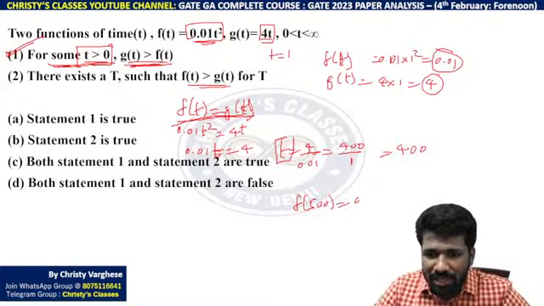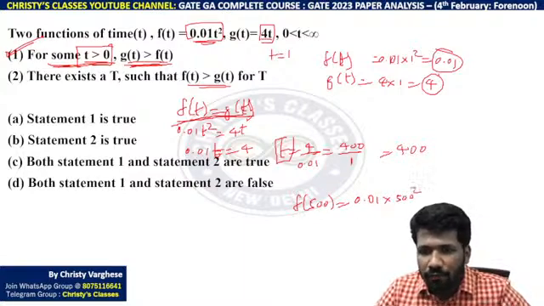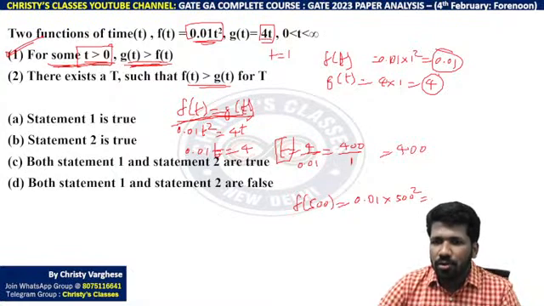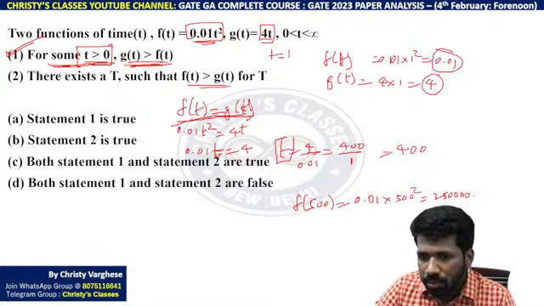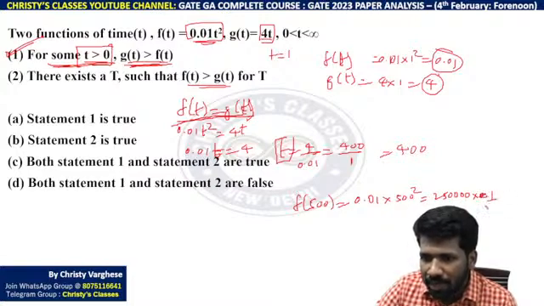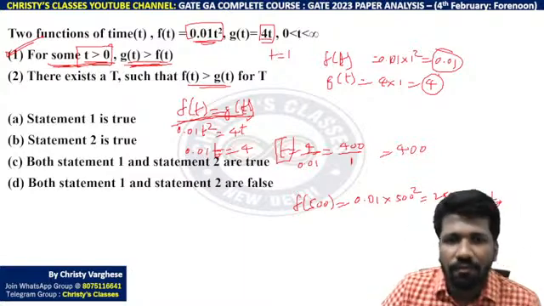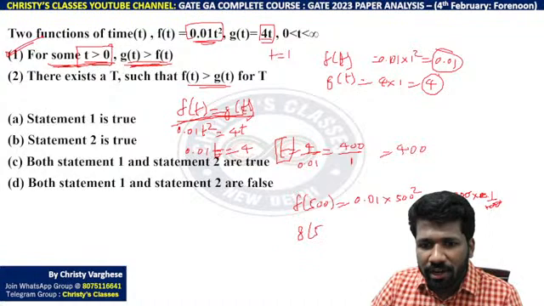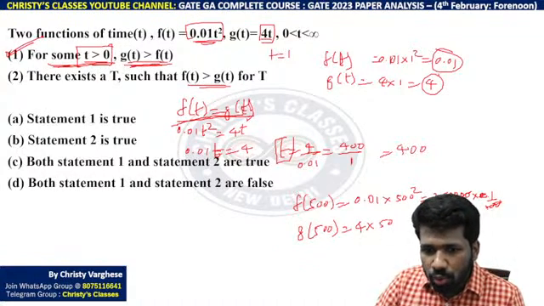Just to make you understand, I am elaborating. 0.01 into 500 squared. 500 squared is 250000. And if you multiply by 0.01, which is 1 by 100, cancelling you will get 2500. So 2500 will be f of 500. Now find g of 500. G of 500 is 4 into 500, that is 2000.